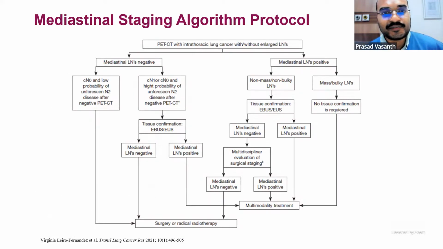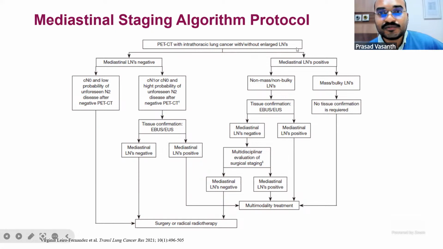As per this algorithm, patients with negative mediastinal lymph nodes, clinically N1 or N0, with high risk of possible occult N2 involvement should undergo EBUS and endoultrasonography. If the mediastinal lymph nodes are positive, they should undergo multimodal treatment. If the mediastinal lymph nodes are negative, they may be considered for surgical therapy or radical radiotherapy.